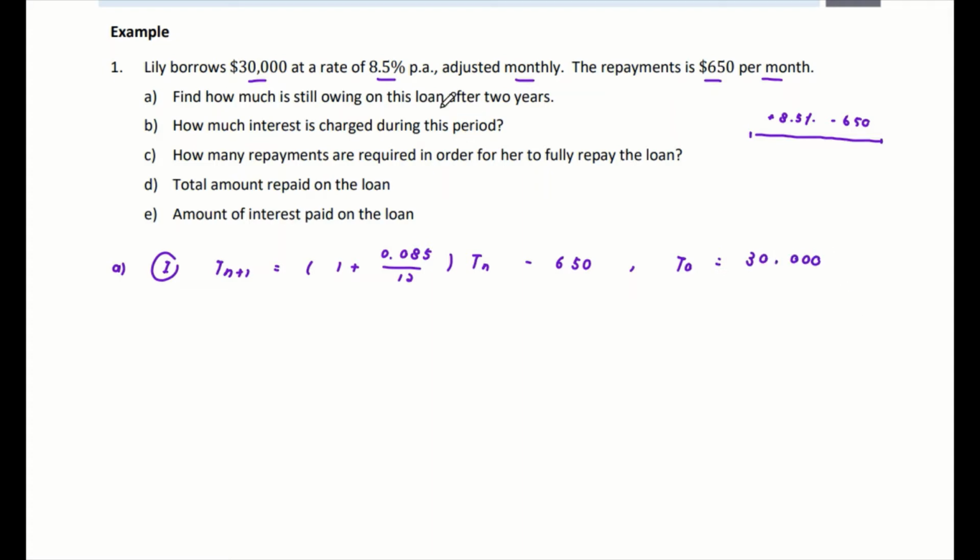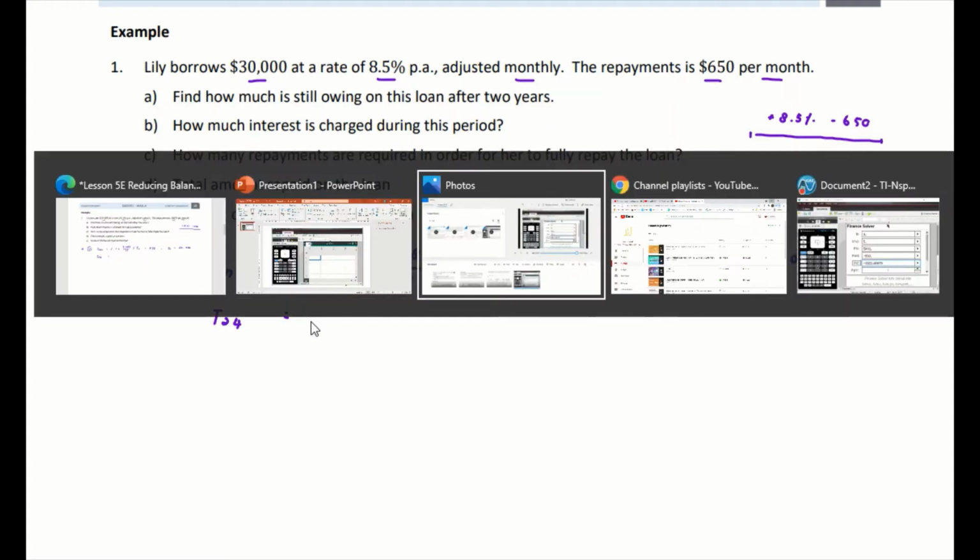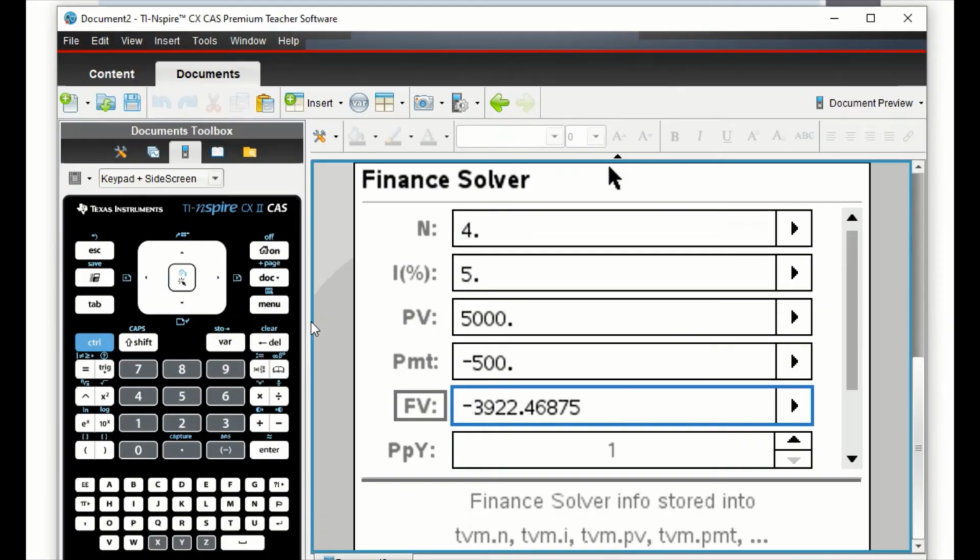Then after that, we are finding how much is still owing on this loan after 2 years. Which means that after the 24th month, after the last repayment is made, we are finding T24. So just generate this sequence in our calculator here and see what we can get.